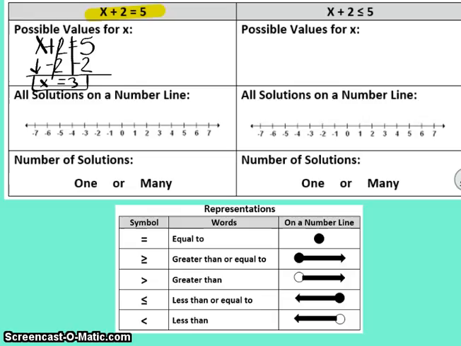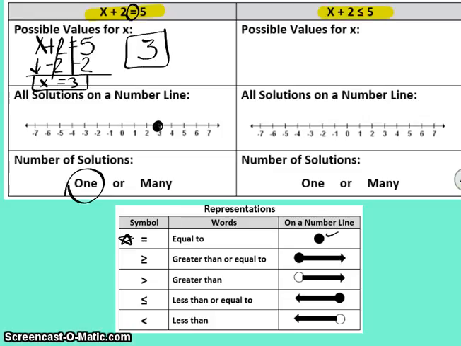So the possible values for x, well, it's x is equal to. If it has that equal sign, then the only number that it can be equal to is that 3. So on my number line, I'm going to find my 3 and I'm going to shade it in, because if you look here, anytime I have an equal sign, it's just a dot. Well, the number of solutions, I only have 1 because it's only touching one number.